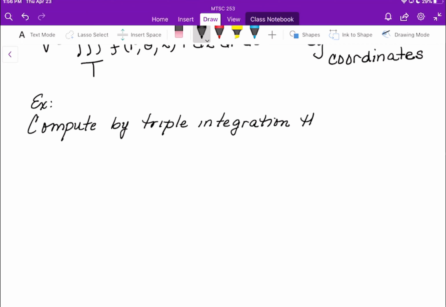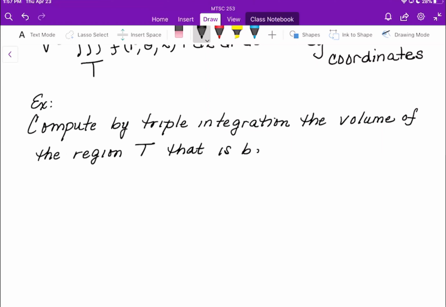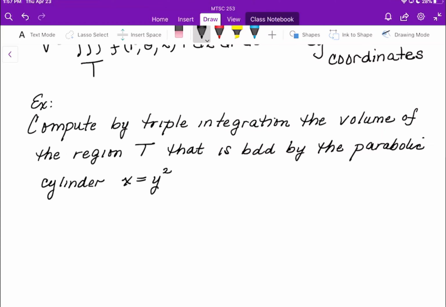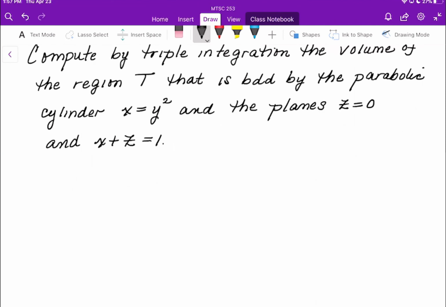The volume of the region T that is bounded by the parabolic cylinder x is equal to y squared and the planes z is equal to 0 and x plus z is equal to 1. Okay, so what does that look like?